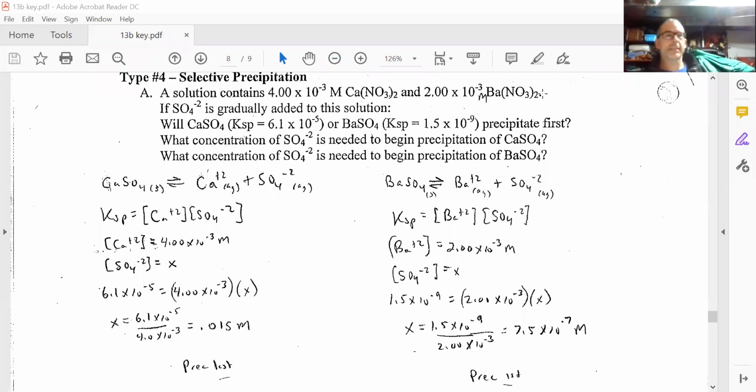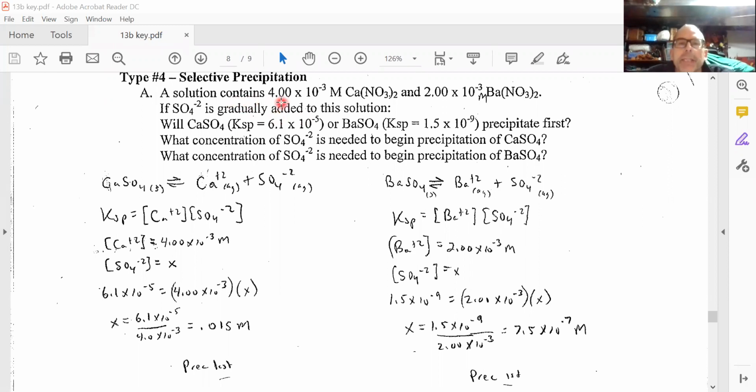This video is type 4 of KSP reactions, selective precipitation. This one is actually going to be an application of the common ion effect, which gets intertwined in a lot of different things. But let's take a look at this problem.